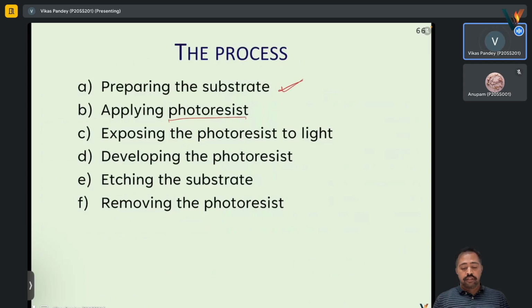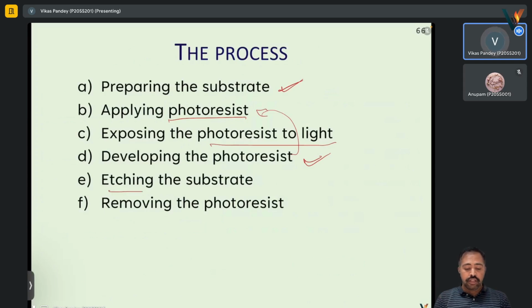Then we expose the photoresist to light under the mask, only the areas that we want to remove or to keep based on our photoresist. Then we develop the photoresist, just like we used to develop reels in the 90s or early 2000s. Similar to that, it is developed where the pattern will form over the photoresist. So now the photoresist is patterned, not our material.